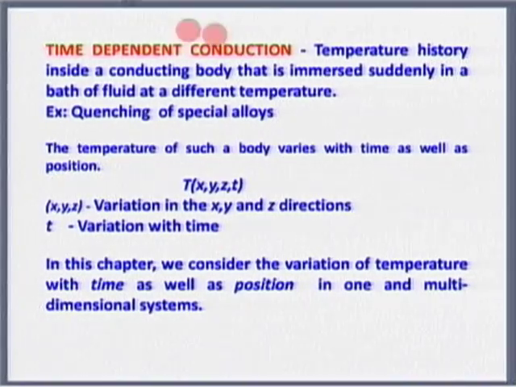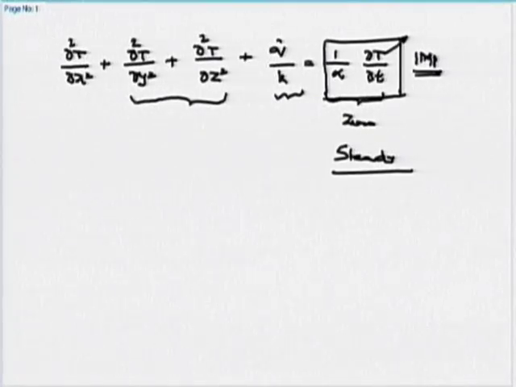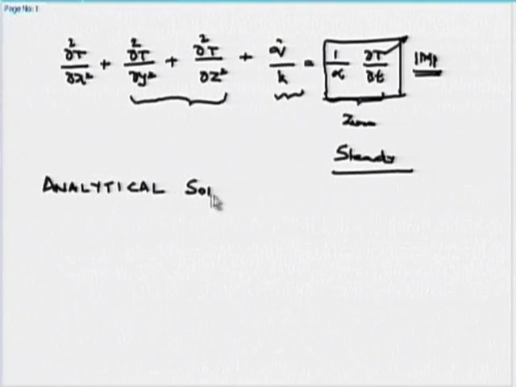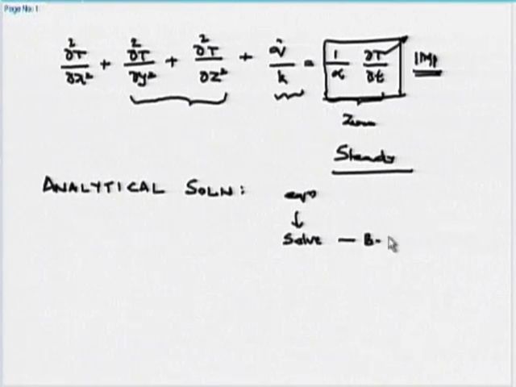What is an analytical solution? We always use these words very easily, but we need to know what these terms are. Analytical solution. When I say analytical solution, I mean that by writing the mathematical equation, I can solve that equation using the appropriate boundary conditions. So, that means this is mathematically tractable. So, that is when I use the term analytical solution.